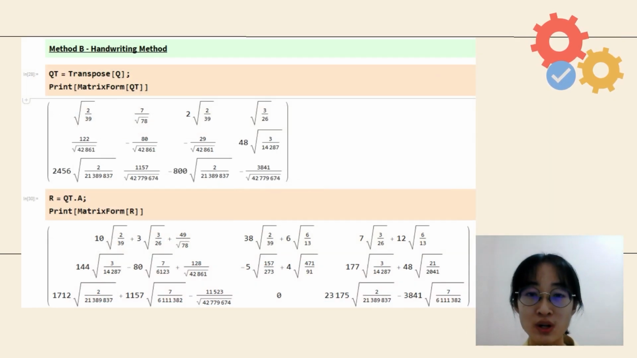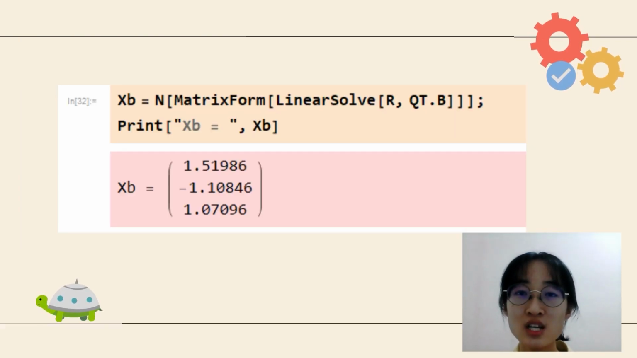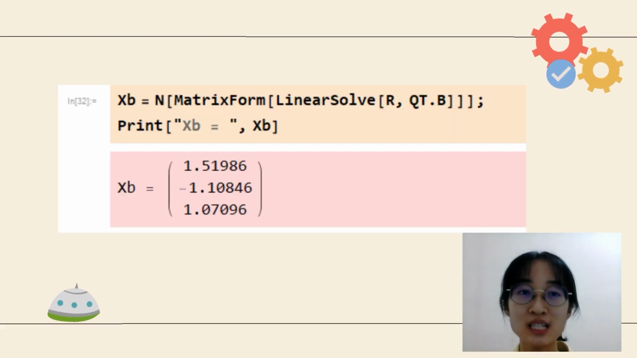Next, this is about the coding of the handwriting method. We find R by multiplying the transpose of capital Q with matrix A. In the end, we use LinearSolve to find the solution as shown in the pink region.